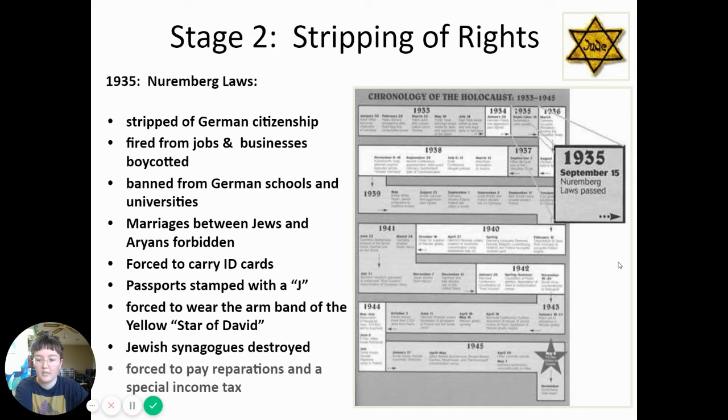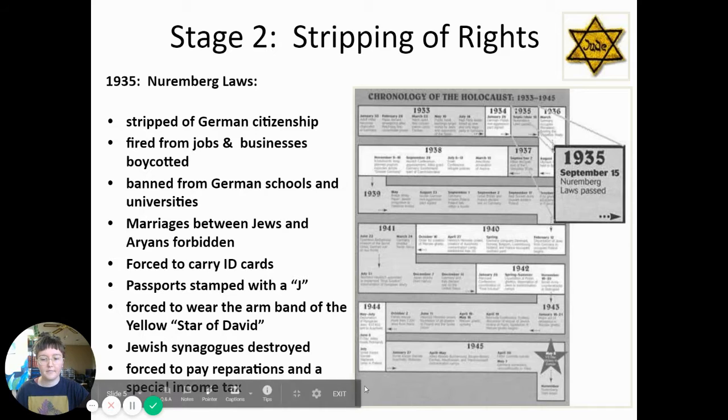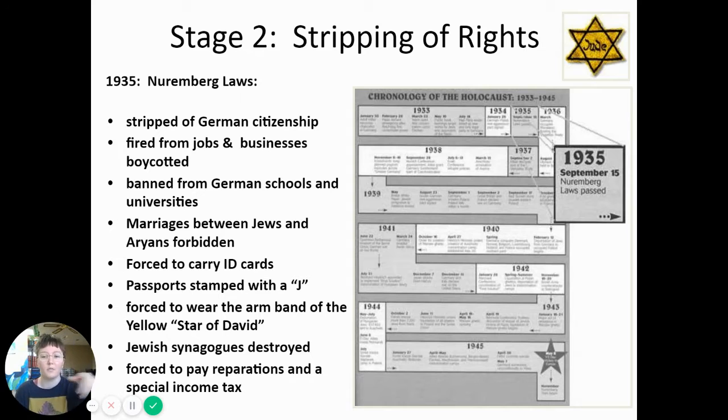Synagogues were destroyed, and they were forced to pay reparations and a special income tax. So these were all things to take away the rights of Jewish people. Just as the propaganda was dehumanizing them, this was another step to dehumanizing them. And this was partially something they did so that the rest of Germany and maybe the rest of the empire that they wanted to have would also hate all the Jewish people.